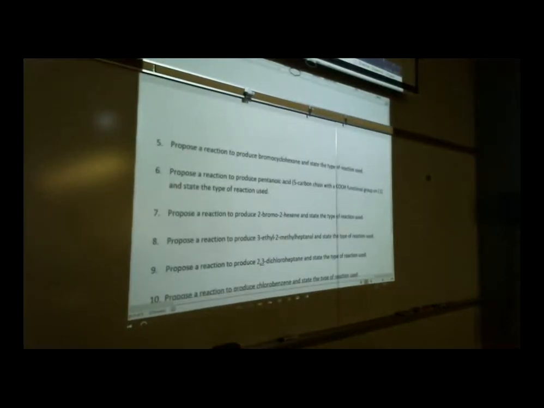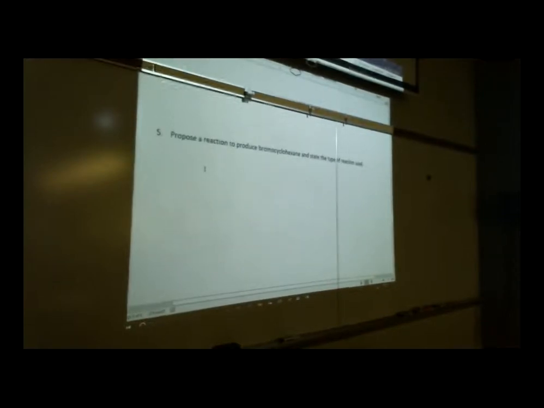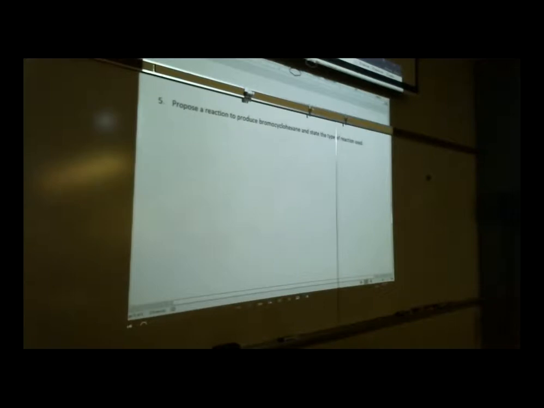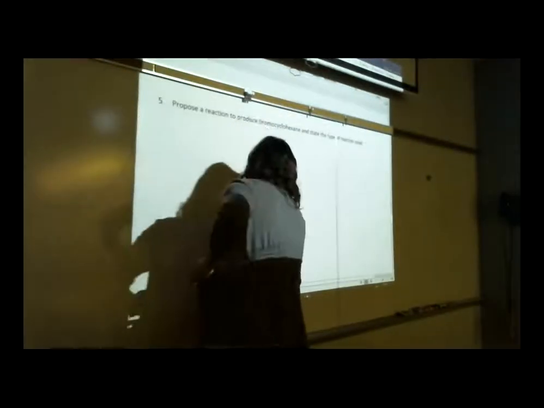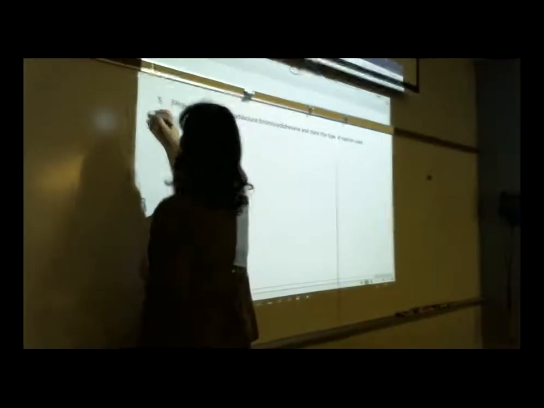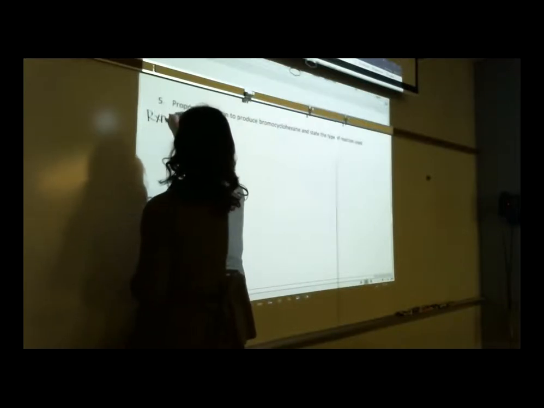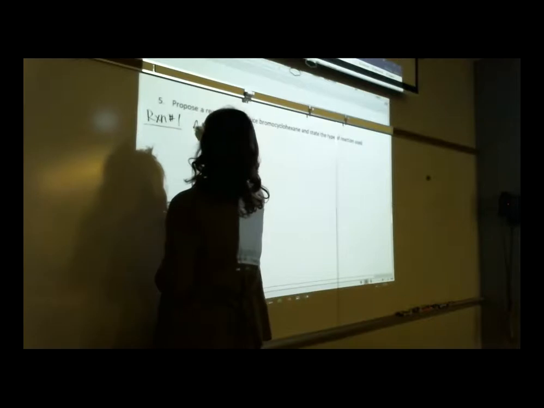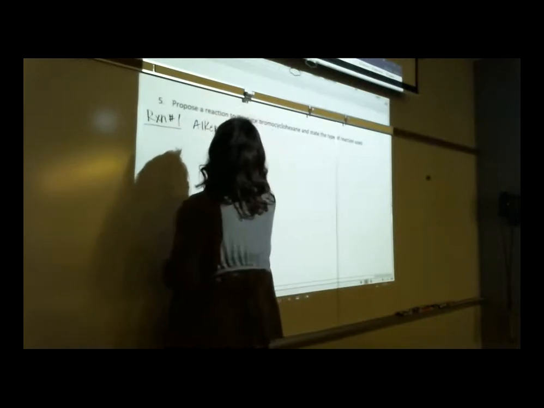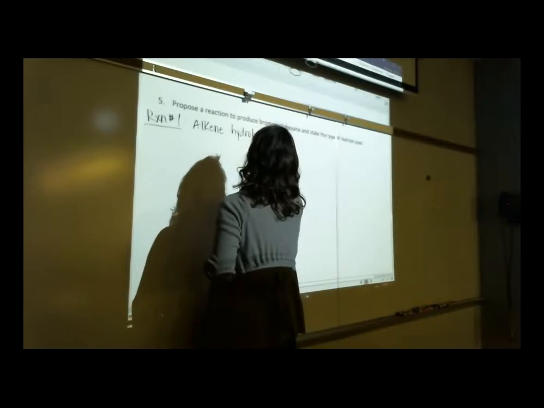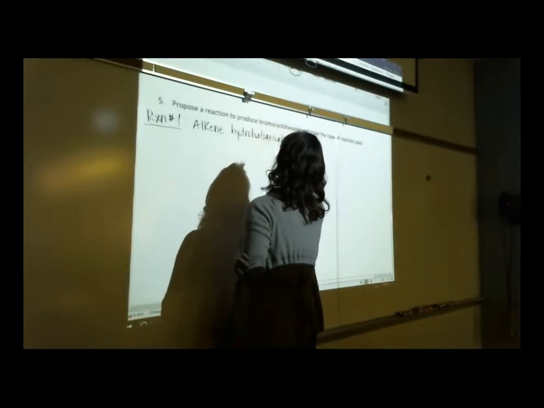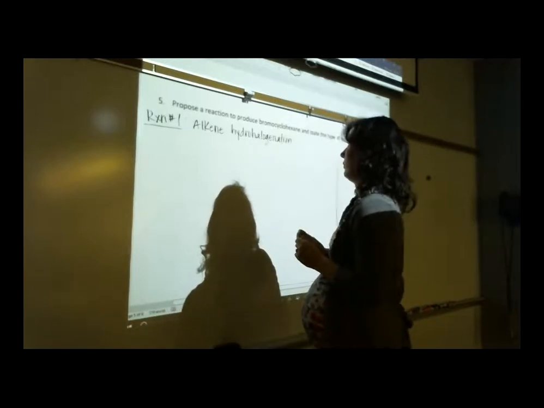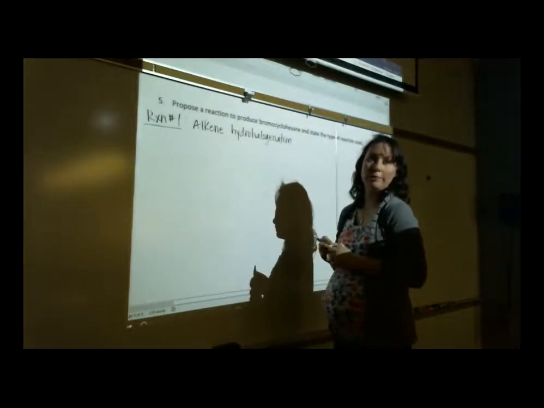All right, number 5. Bromocyclohexane. I came up with 2. How many reactions did you come up with? One of them is alkene hydrohalogenation. Yep. Number 1, alkene hydrohalogenation. Can you have an alkyne? No, that would give you too many bromos if there were an alkyne.